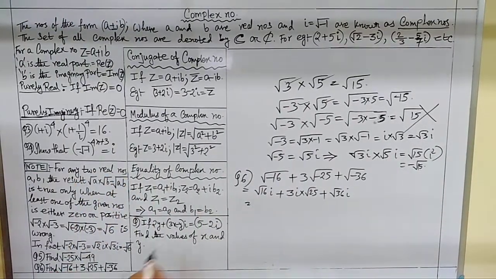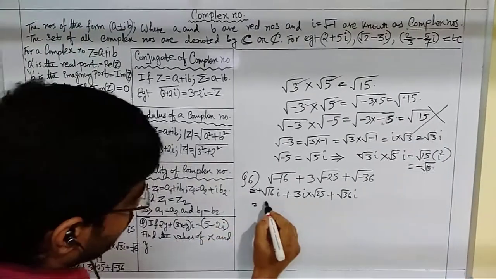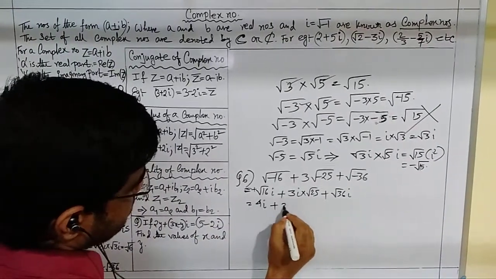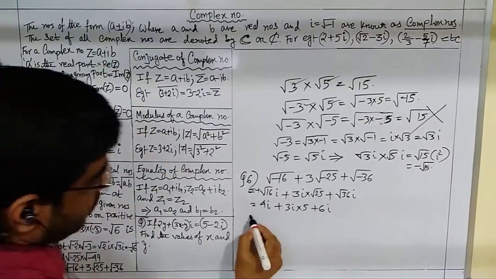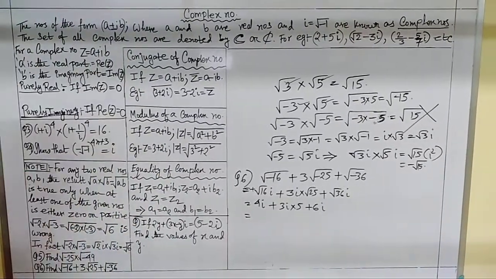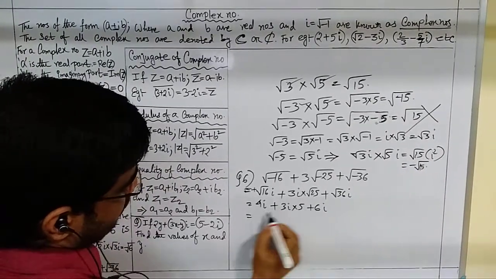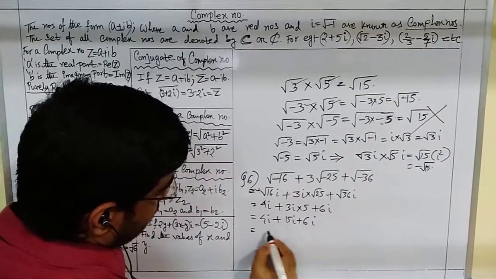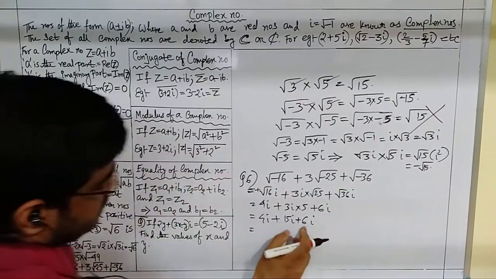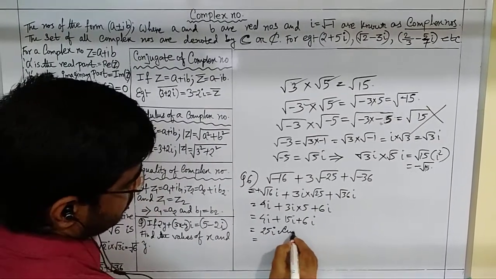Inside this root, and since we have a plus sign here, it will be only 4i plus 3i into 5 plus 6i. From here, what are we getting? See students, 4i plus 15i plus 6i. So 25i. This will be the answer.